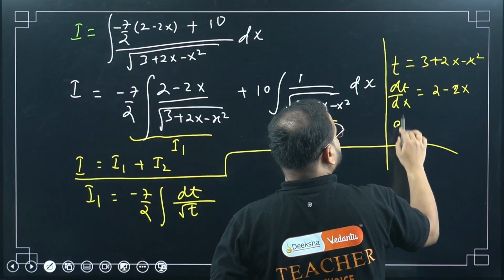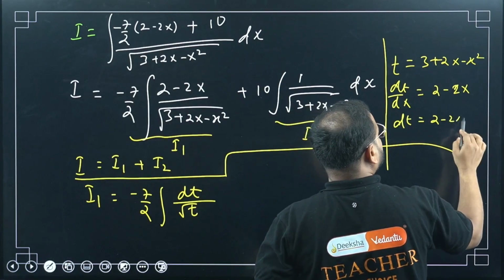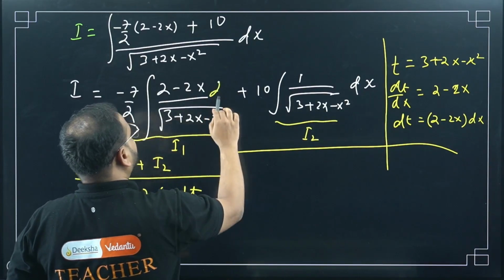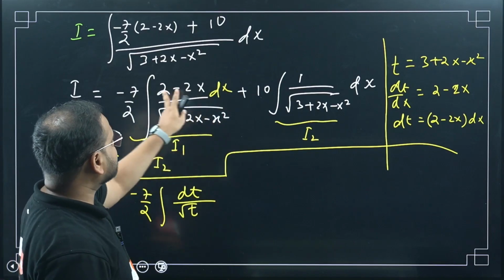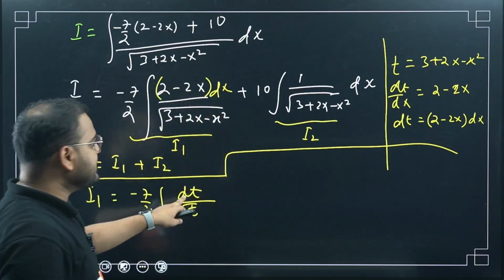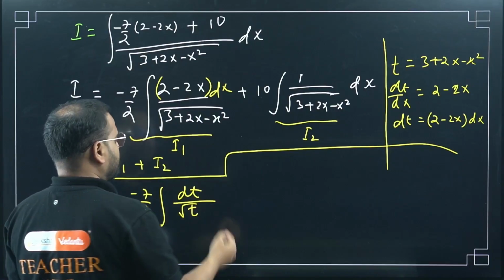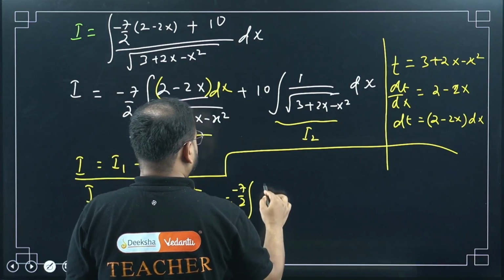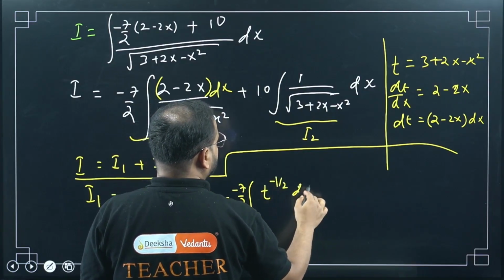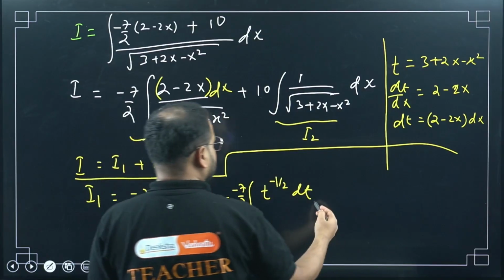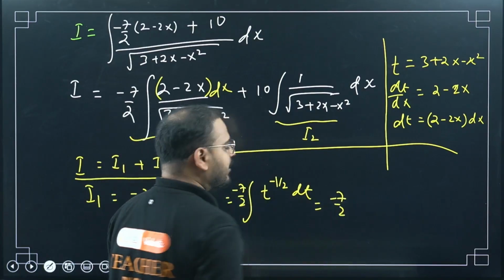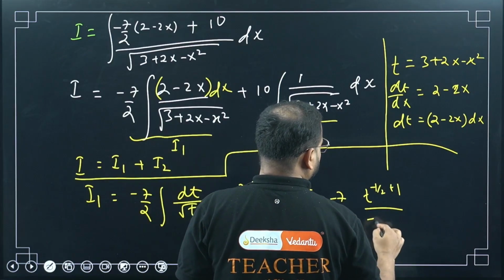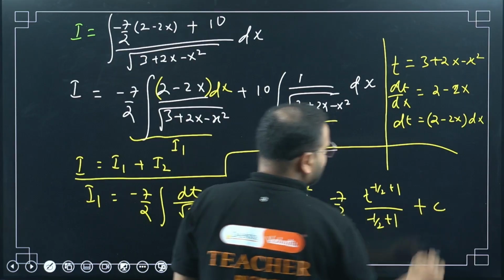So I can write dt as 2 minus 2x times dx. I can replace dx times 2 minus 2x as dt, and this root t will be as it is. So what is this? Simply the integration of t to the power minus 1 by 2 dt, with minus 7 by 2 outside. What's the integration of this? Tell me. You add 1 to the power, so t power minus 1 by 2 plus 1, divided by minus 1 by 2 plus 1. C will come as the constant of integration.